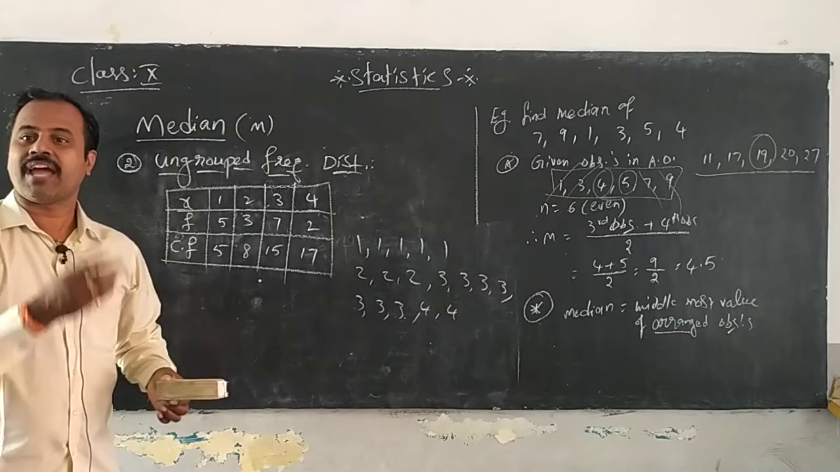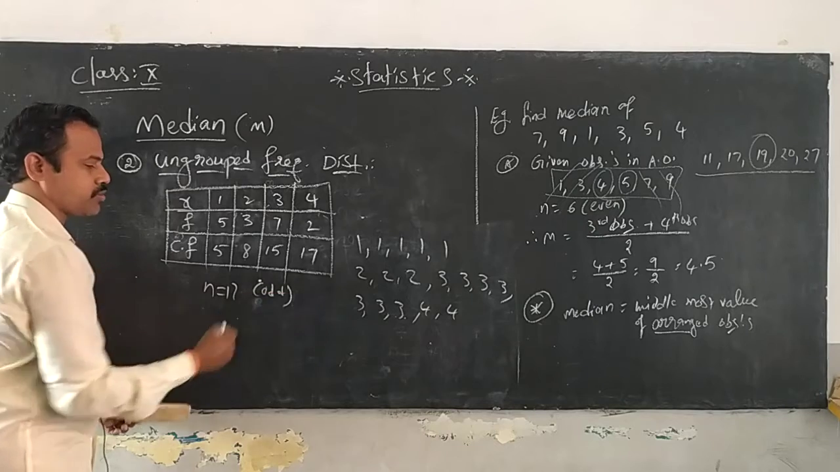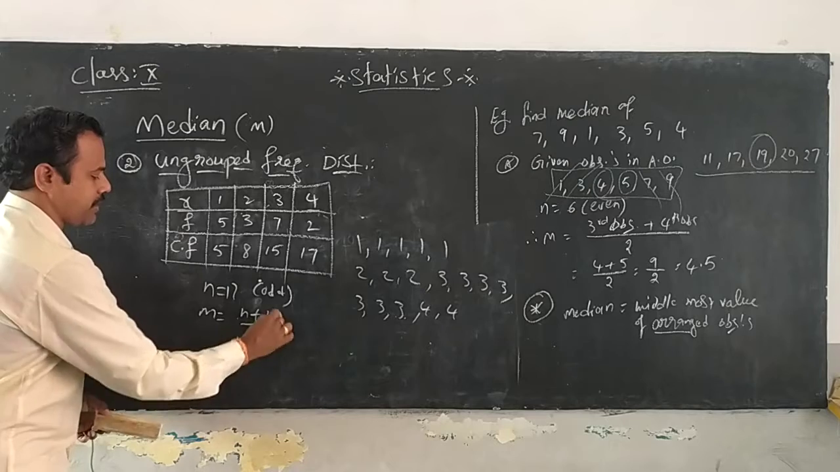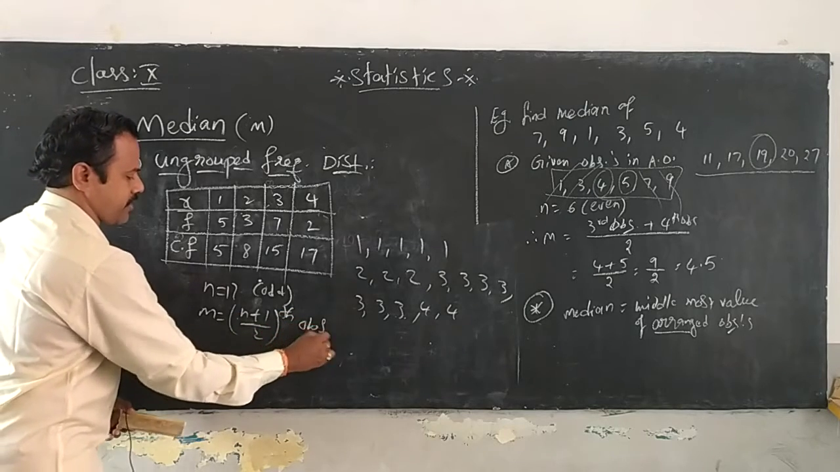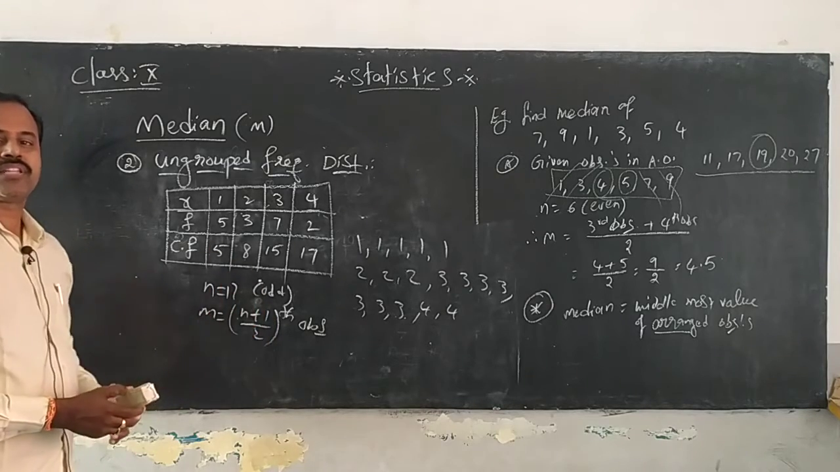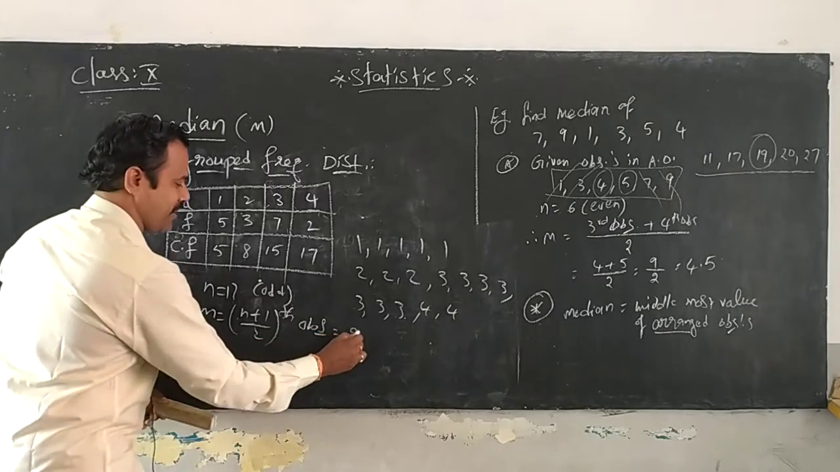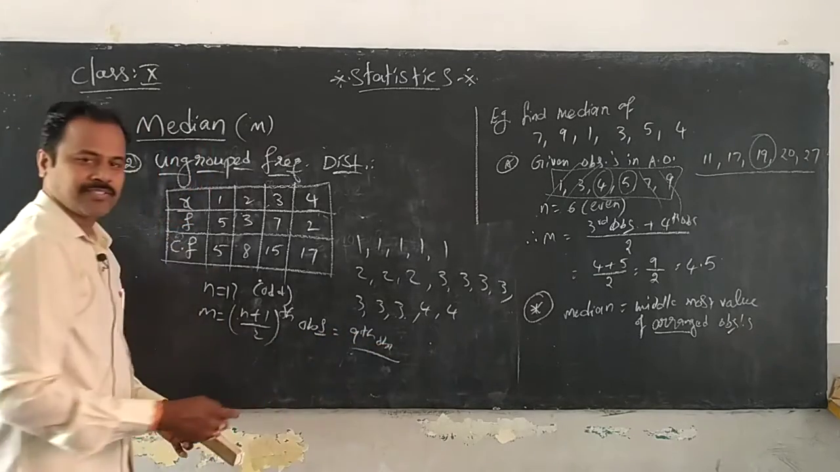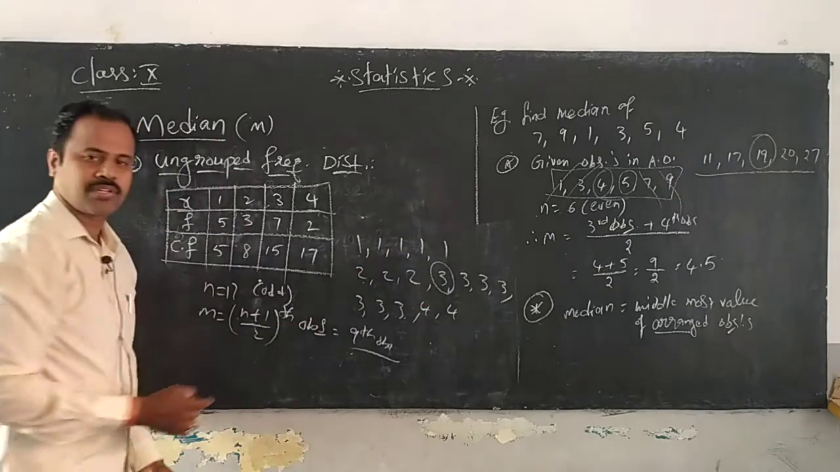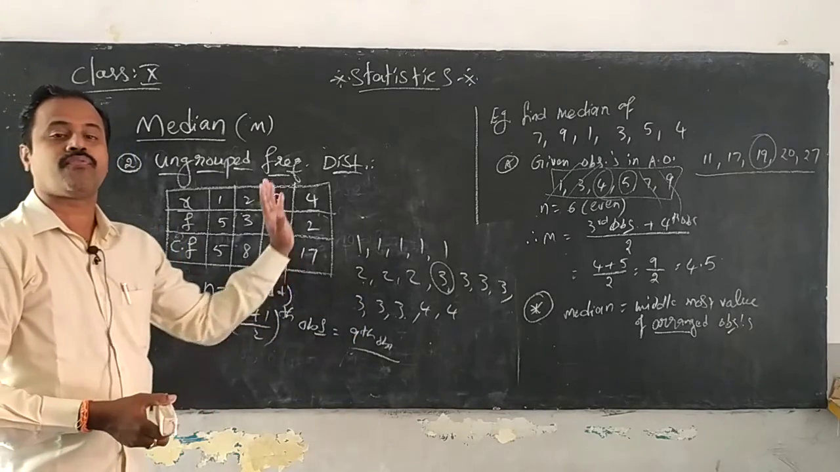So n is equal to 17, which is an odd number, and you want to find the median. What is the median formula? The (n plus 1) by 2th observation. n is 17, 17 plus 1 is 18, 18 by 2 is 9. So it is the 9th observation. Counting 1, 2, 3, up to 9, the 9th observation is 3. This is when you have represented the given data in the form of raw data.